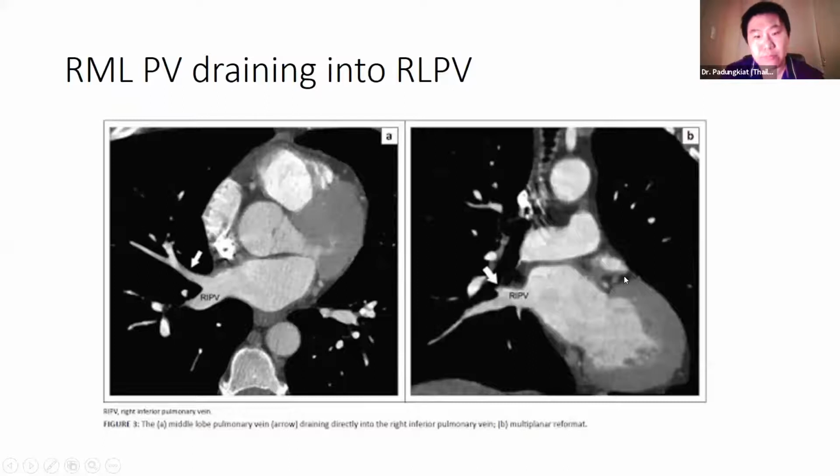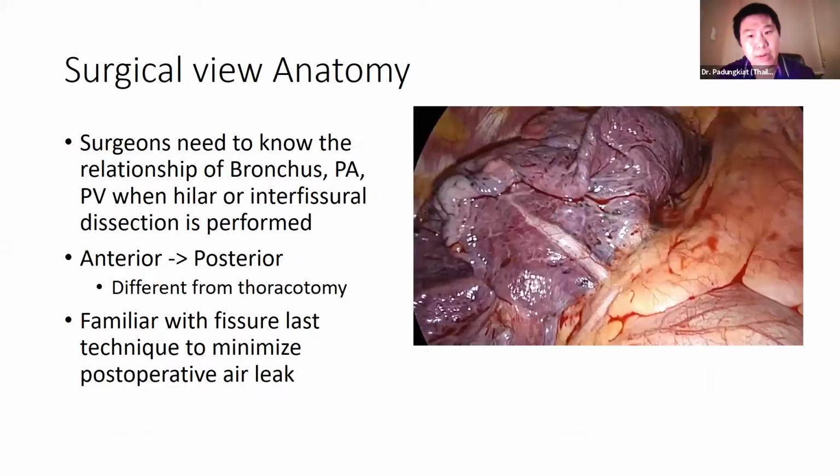And the other condition that you have to bear in mind is the right middle lobe pulmonary vein draining into the right lower pulmonary vein. Same thing with the lingula. The lingula can drain into the left lower pulmonary vein too. So when you want to do a right or left lower lobectomy, please make sure that the middle lobe or lingula is not drained into it. It's a 10-second review before the OR, but it can save you and your patient a problem. All right, now next up, surgical view anatomy.